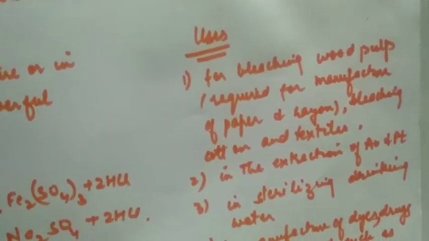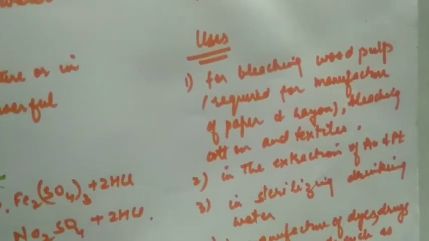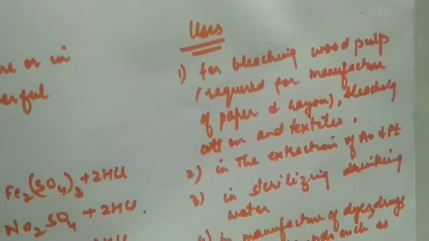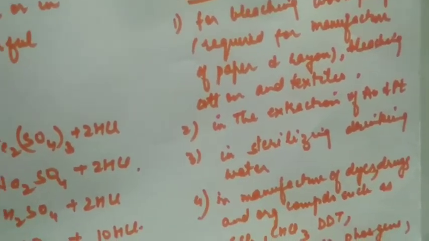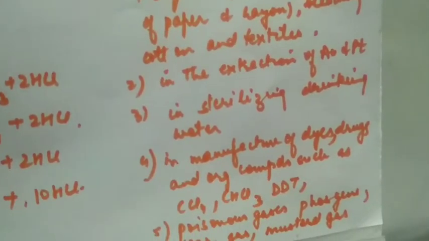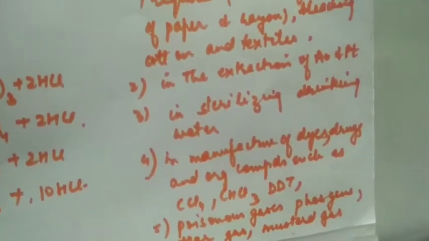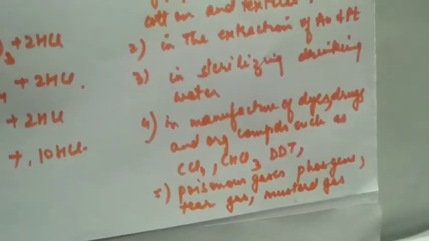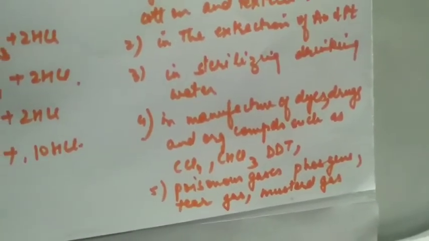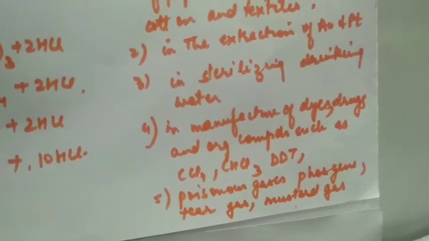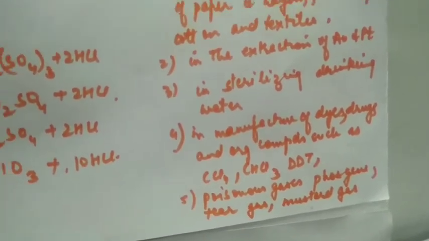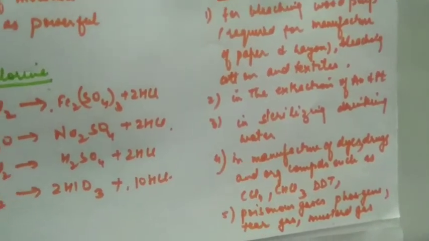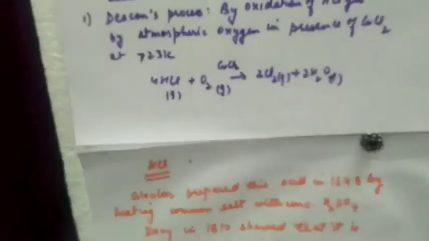Uses of chlorine: it is used for bleaching wood pulp, that is, for the manufacture of paper and rayon, and it is also used for bleaching cotton and textiles. It is used in the extraction of gold and platinum. It is used in sterilizing drinking water, in the manufacture of dyes, drugs and organic compounds such as carbon tetrachloride, chloroform and DDT. Poisonous gases like phosgene, tear gas and mustard gas are also prepared with chlorine as raw material.